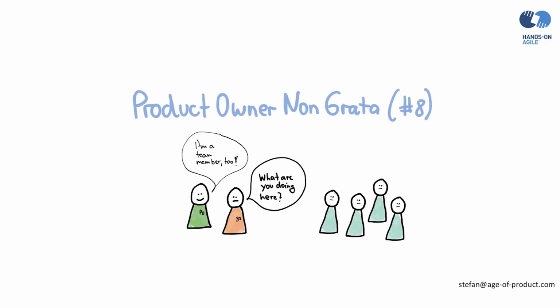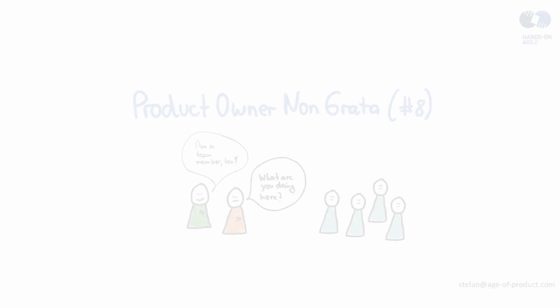Number 8, product owner non grata. The product owner is not welcome at the retrospective. This is truly a simple anti-pattern. The Scrum Guide refers to the Scrum Team having a retrospective, and this, of course, includes the product owner. The second part of the webinar deals with Sprint Retrospective anti-patterns of the Scrum Team.